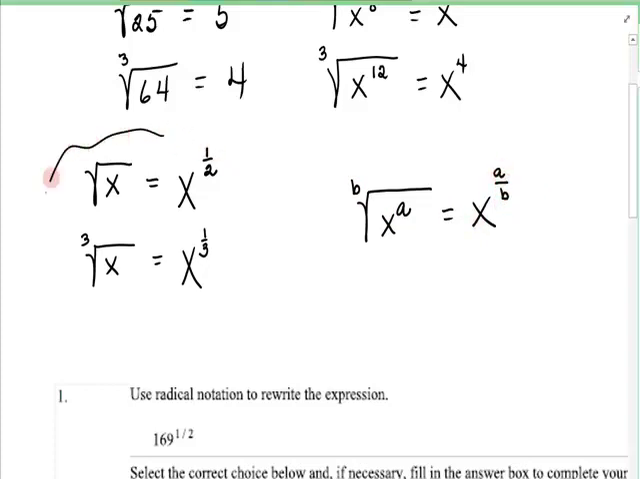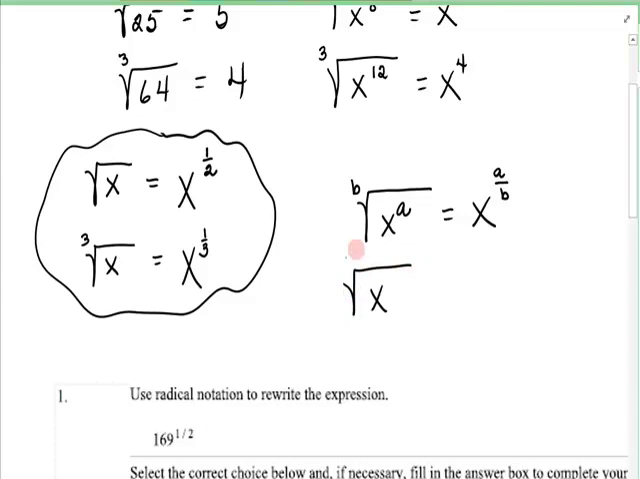Now, we're primarily going to stick with these, but if you had the cube root of x squared, that's the same as x to the 2 over 3. This is rational exponent notation. Rational exponents mean you're taking roots.